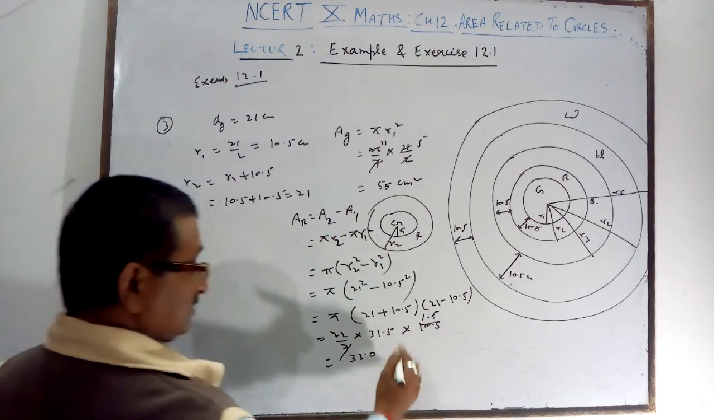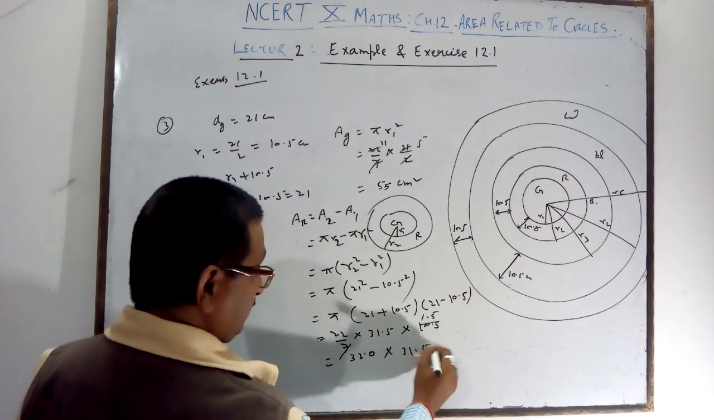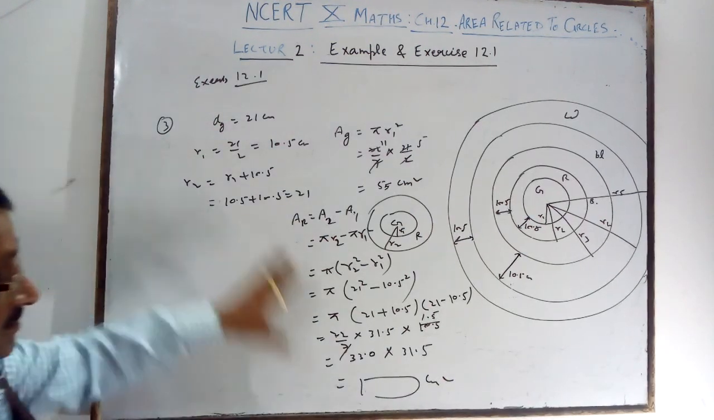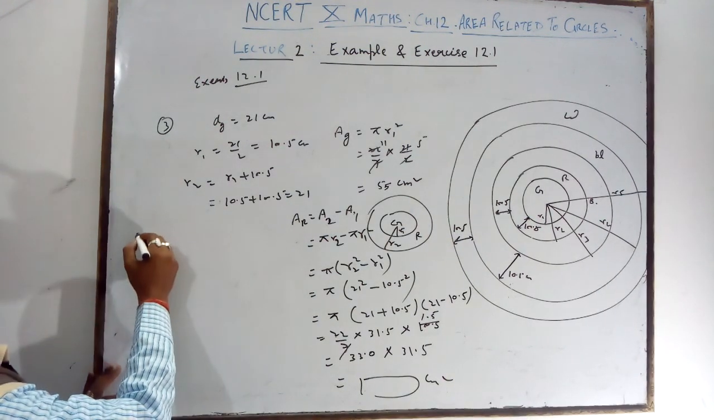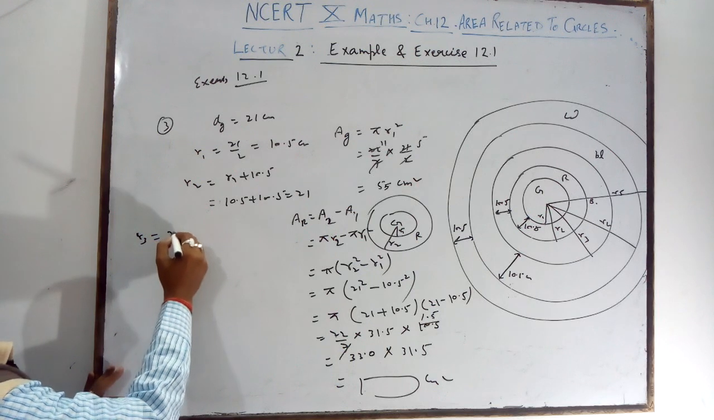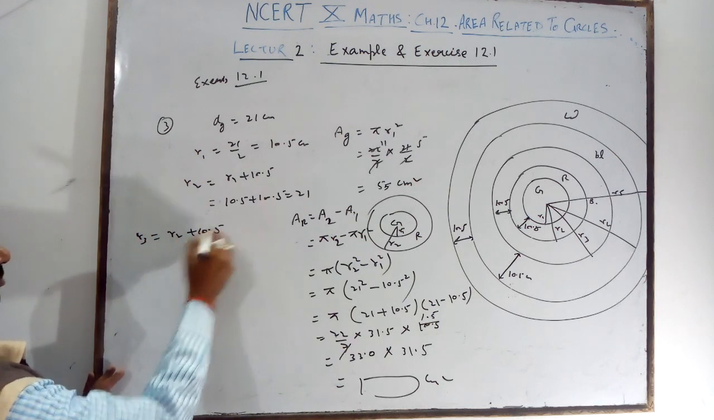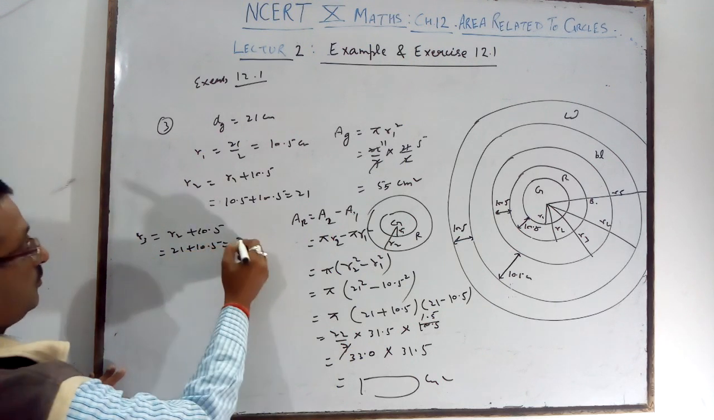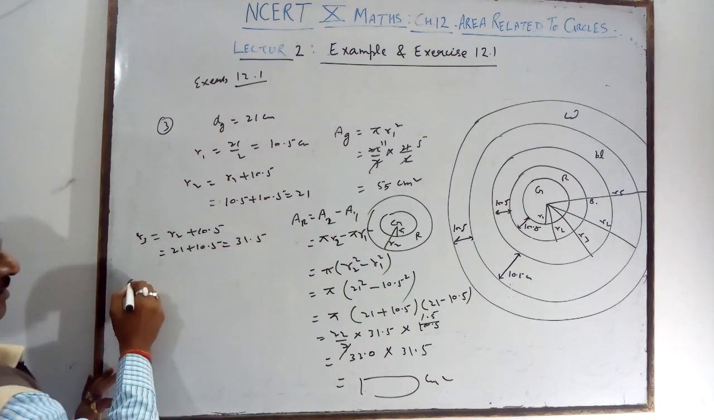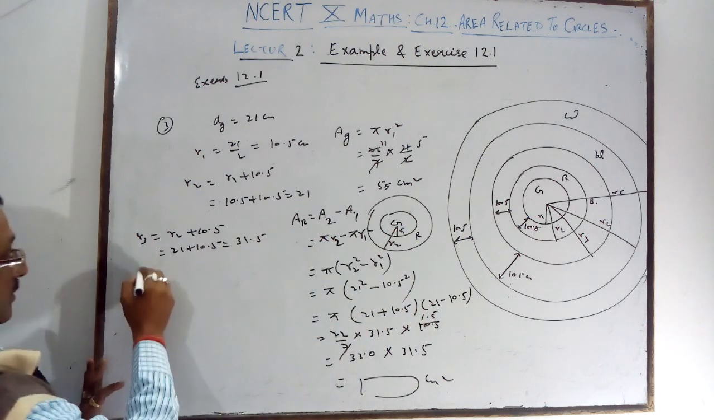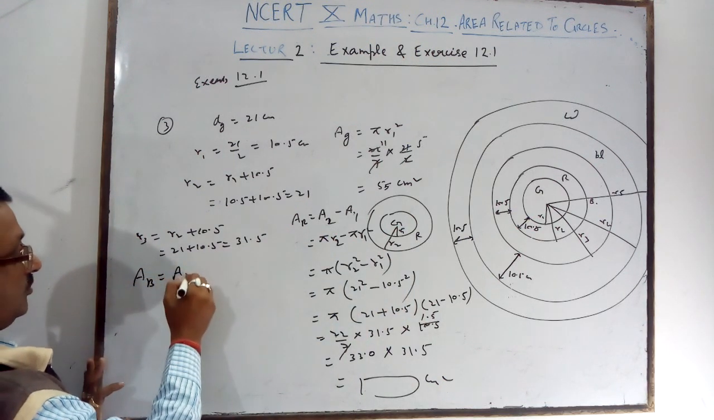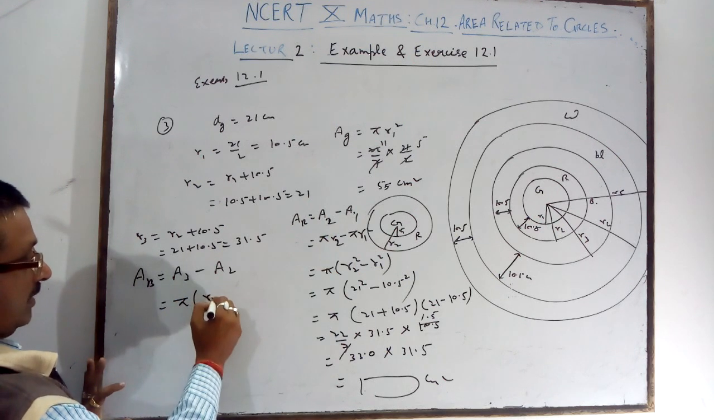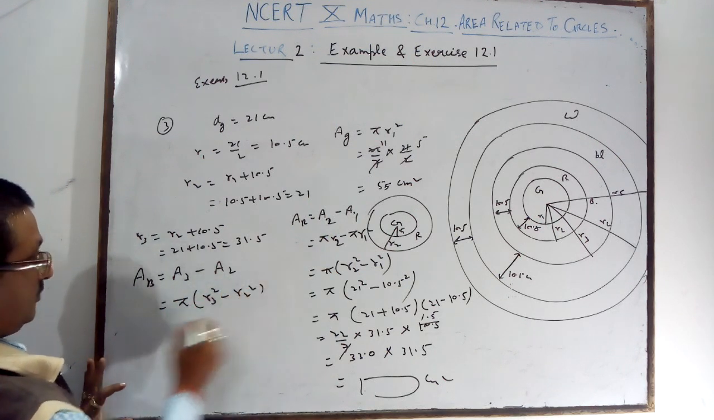Okay, so one decimal multiply by 31.5, you can get your answer in centimeter square. Like this you will do for R3. R3 is equal to R2 plus 10.5. What is the R2? 21 plus 10.5, that is 31.5. So area of the blue color is equal to A3 minus A2. What is the A3? Pi R3 square minus R2 square.